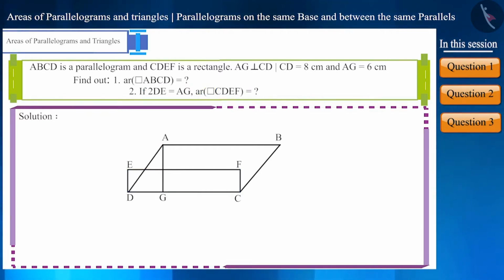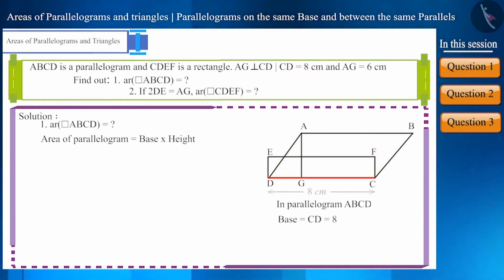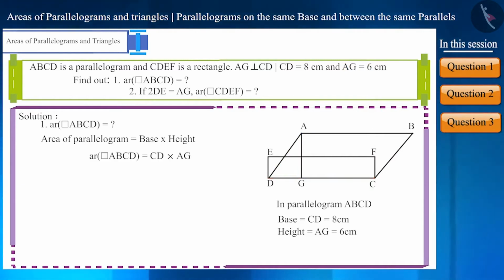Let's start from the first part. The formula for deriving the area of a parallelogram is base multiplied by height. By looking at the figure, what can you say about its base? Base of the parallelogram CD is equal to 8 cm and height AG is equal to 6 cm. We will use this formula to find the area of parallelogram ABCD. Thus, we will get 8 cm multiplied by 6 cm is equal to 48 square centimeter.